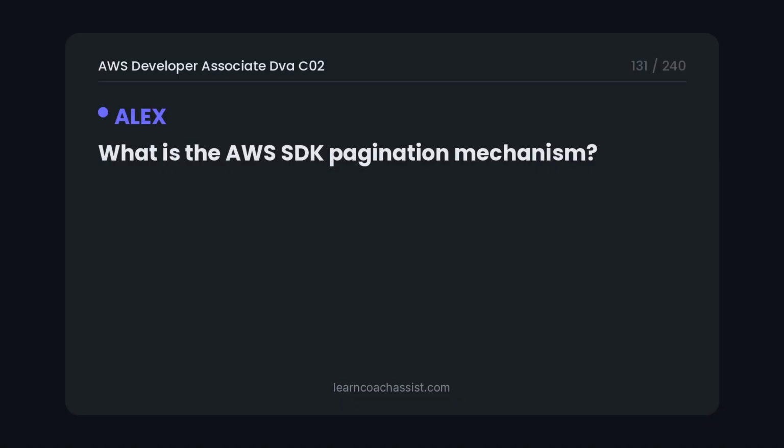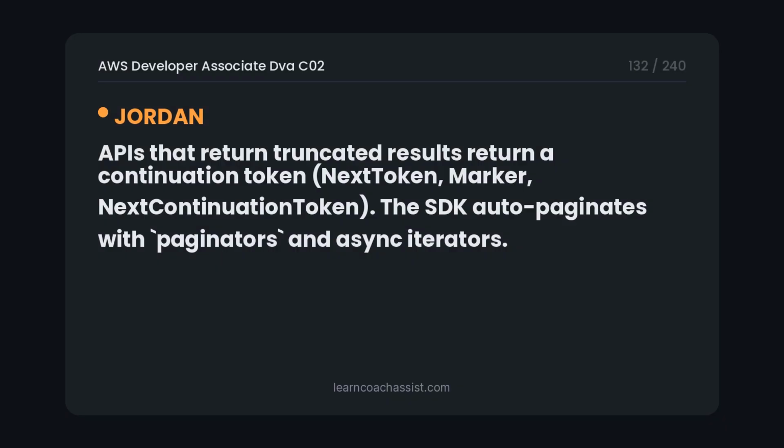What is the AWS SDK pagination mechanism? APIs that return truncated results return a continuation token: NextToken, Marker, NextContinuationToken. The SDK auto-paginates with paginators and async iterators.